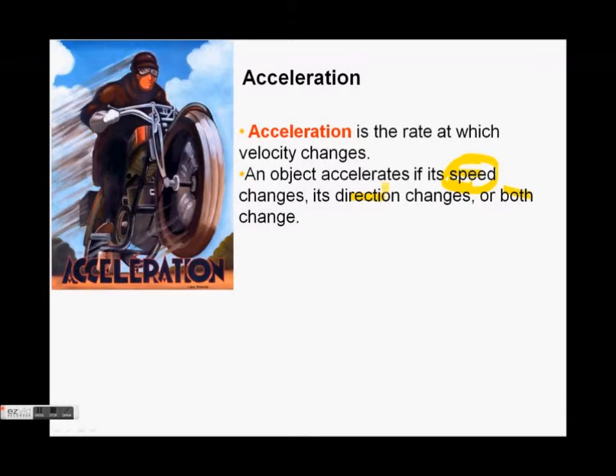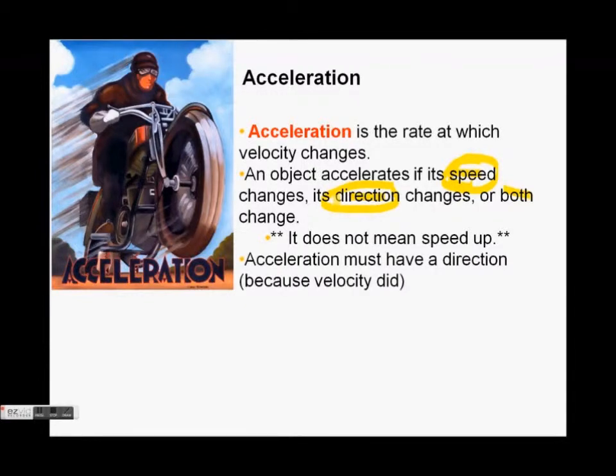Let's say you're going down the highway 60 miles per hour, and you turn the steering wheel and the car turns. Did you accelerate? Yes, because direction changed. So if you change speed, or you change direction, or you change both, you accelerated. It does not mean speed up. Although if you do speed up, you're definitely accelerating too.